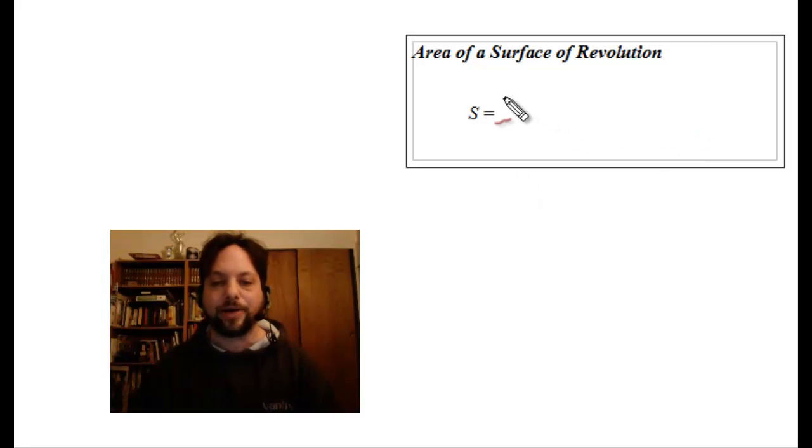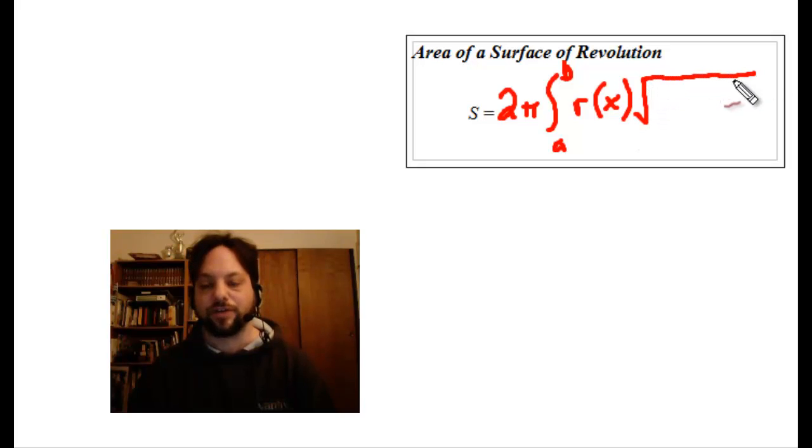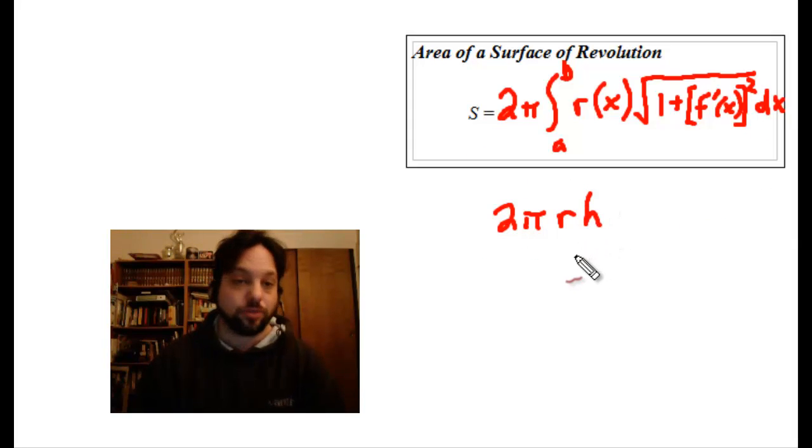Either way you want to think about it, what we're going to end up with is 2 pi times the integral from a to b, of course, times the radius of our surface of revolution, times the height. Now, the height of our surface of revolution, this is going to be quite interesting, is actually just the arc length formula. So, if you know the arc length formula, the surface area formula is not too big of a stretch. We simply have 2 pi RH. Once again, 2 pi RH.